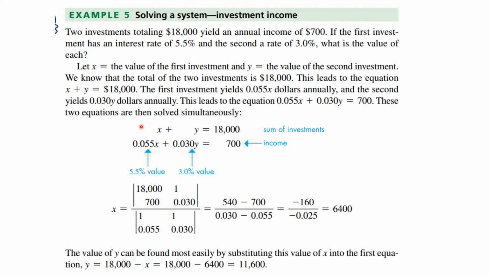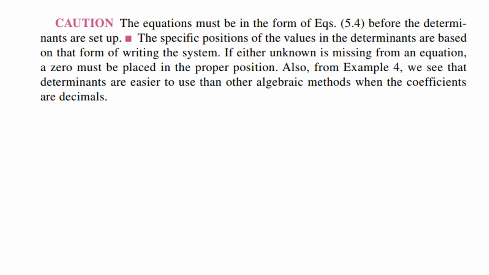So what we have is 1, 1, and 0.055, 0.030. And then we use Cramer's rule to find out that x is 6,400 and y is going to be 11,600. Substituting back into the original equation is probably easier than calculating another determinant. Again, they must be in standard form before setting it up that way, and determinants can be easier, particularly when the coefficients are decimals.